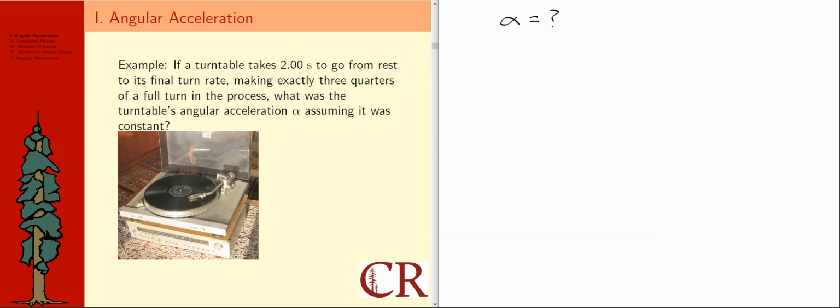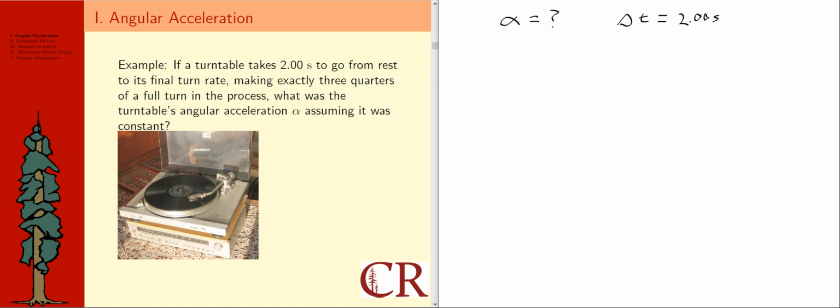And we are given a delta t equal to 2 seconds. But let's see, we're not given anything about angular velocity. So if I wanted to use delta omega over delta t, that seems like it wouldn't work. What information are we given other than this?